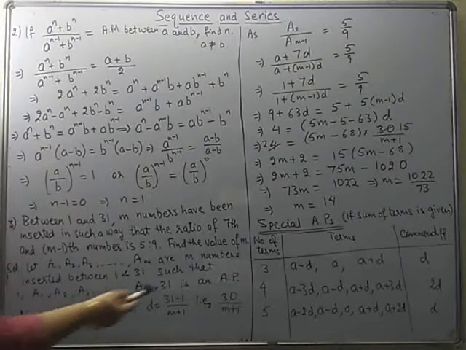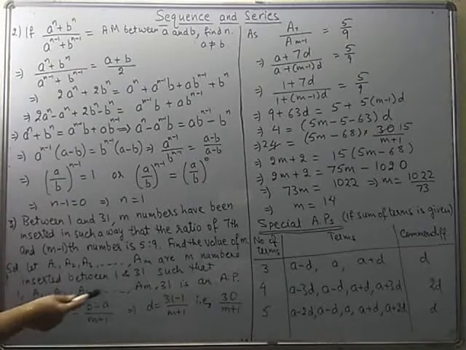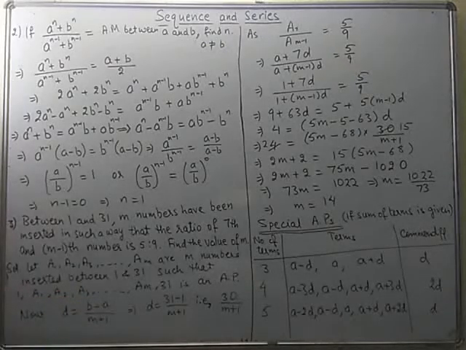Say this sequence is making an AP. Now if this is making an AP, then these are all arithmetic means. This is the first arithmetic mean, second, third, and the mth arithmetic mean. So if these are the arithmetic means, then the common difference can be defined.